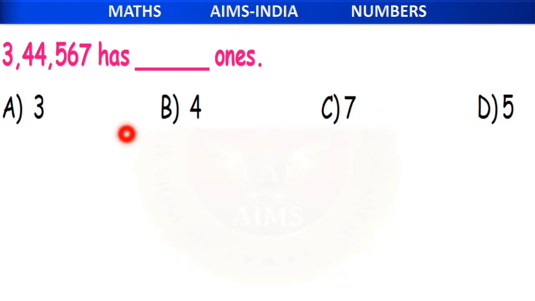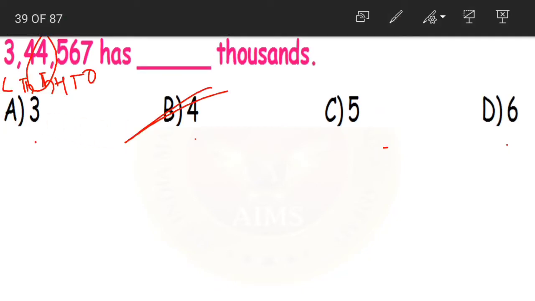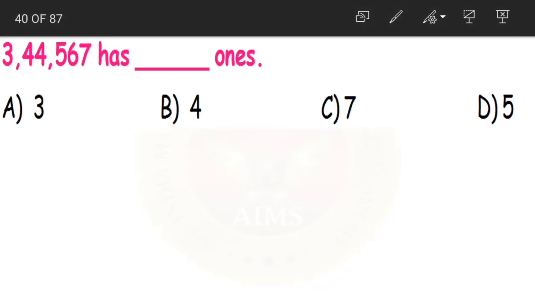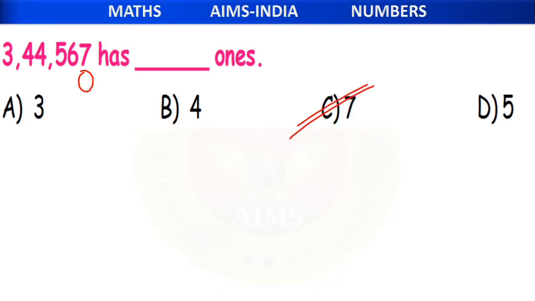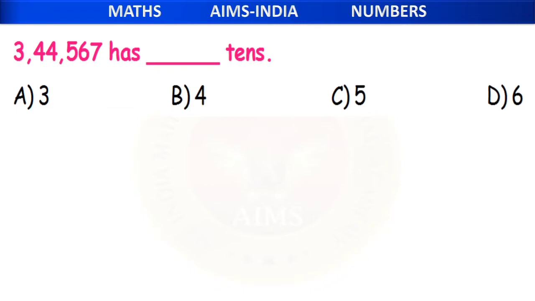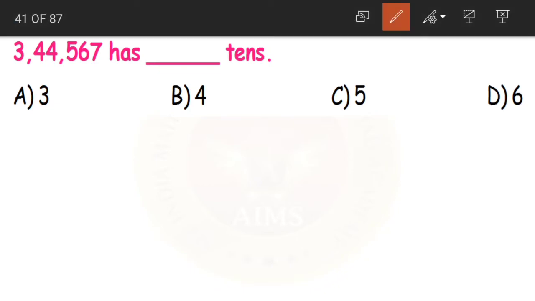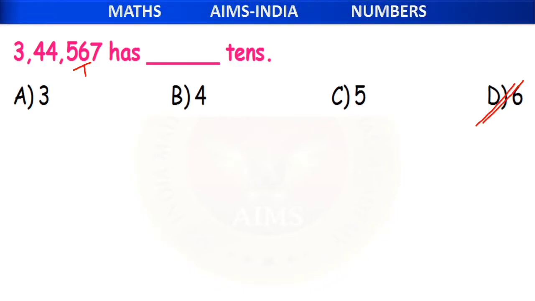Next, again, 3,44,567 has dash 1s. If you look at the 1s place, we have 7. So option C, 7 becomes our correct answer. Next, again the same number has dash 10s. If you look at the 10s place, we are having 6. So option D, 6 becomes our correct answer.